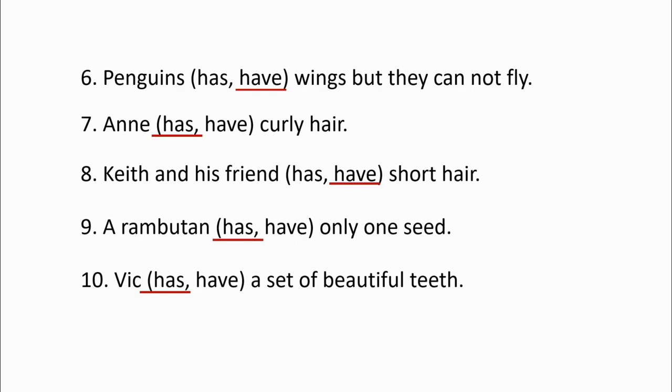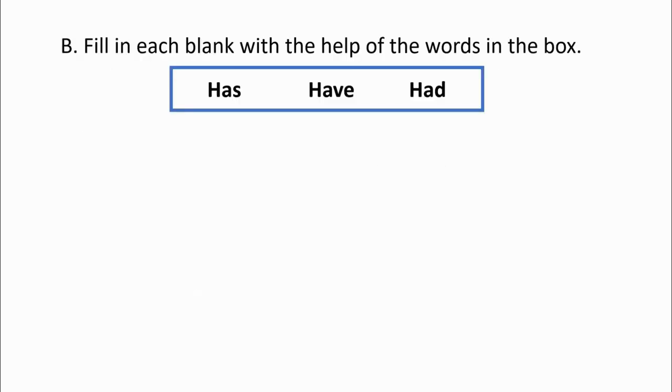The following slide is test B. Fill in each blank with the help of the words inside the box: has, have, and had. You have 5 seconds to think of your answer before I move on to the next question. I'm going to give the answer after each slide, alright? So let's start. Number 1.